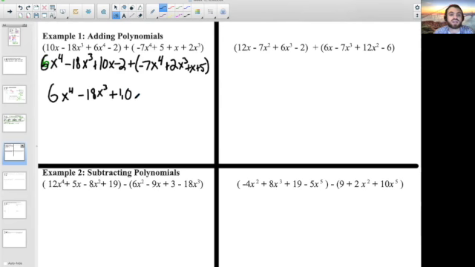10x minus 2. And now I'm going to write a plus, and I'm going to circle the plus to remind myself that it means I'm doing addition. It's not going with any of the actual terms. It's reminding me what I'm doing with these two polynomials.